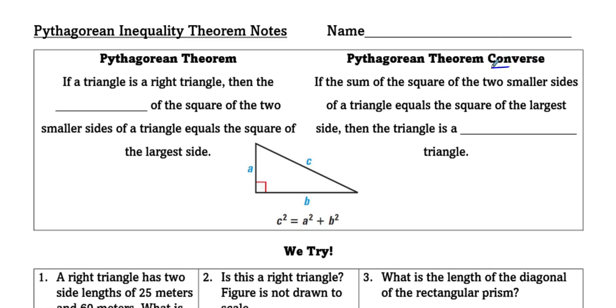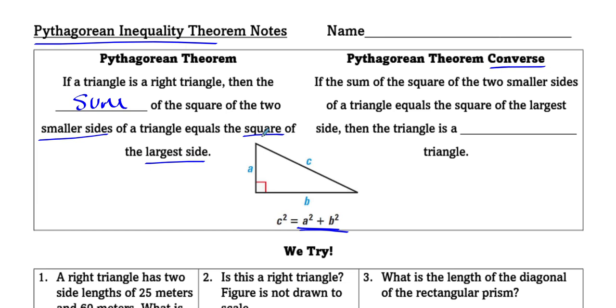Its converse, and the Pythagorean inequality theorem. So we talked about the Pythagorean theorem with the distance formula just because that made the most sense, but now we're covering it and its converse. So if a triangle is a right triangle, then the sum of the square of the two smaller sides, that's what's shown here. We add the two smaller sides squares together. That equals the largest side squared.